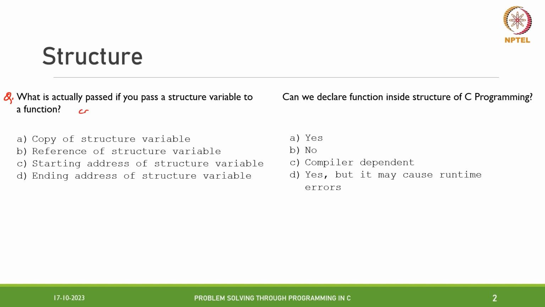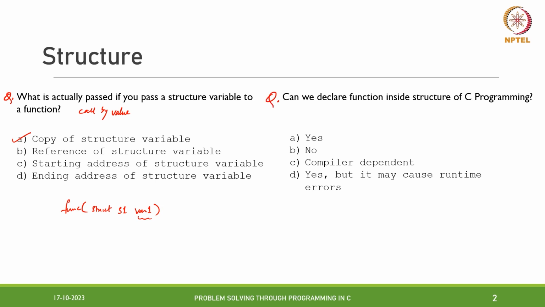So structures are generally passed by call by value. That means you will pass a copy of the structure variable to the function. Whenever you call a function with some struct, say my structure name is S1 and the variable name is var1, and you call the function like this, you are sending a copy of this structure variable to the function called func. So it is following the rules of call by value. That is, you pass a copy of the structure variable to the function.